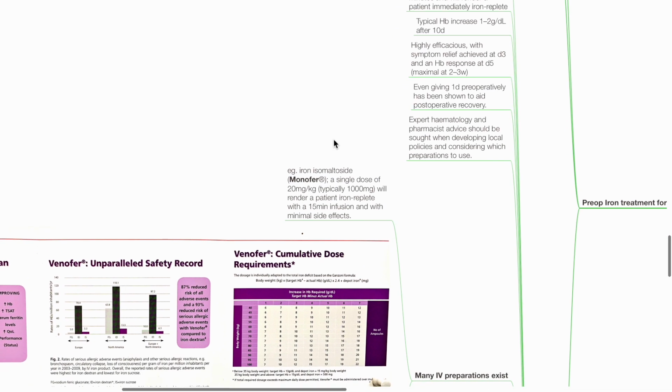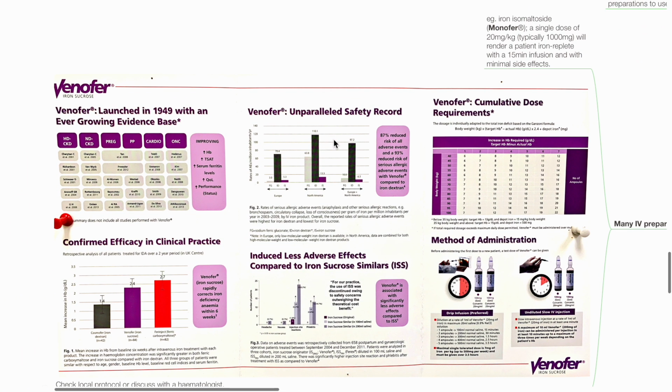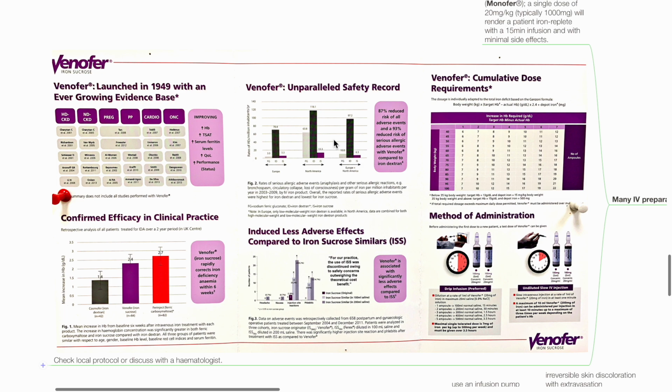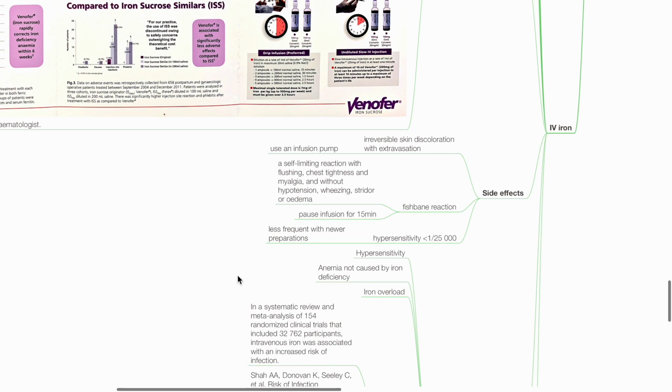Expert hematology and pharmacist advice should be sought when developing local policies and considering which preparation to use. Many IV preparations exist, such as Monofer and Venofer. Check local protocol or discuss with hematologists. Side effects include irreversible skin discoloration with extravasation, and Fishbane reaction, which is a self-limiting reaction with flushing, chest tightness, myalgia, without hypotension, wheezing, stridor or edema. Pause infusion for 15 minutes.